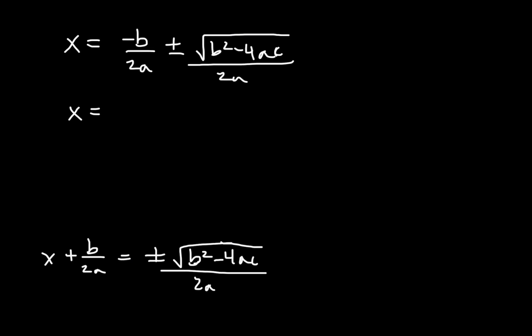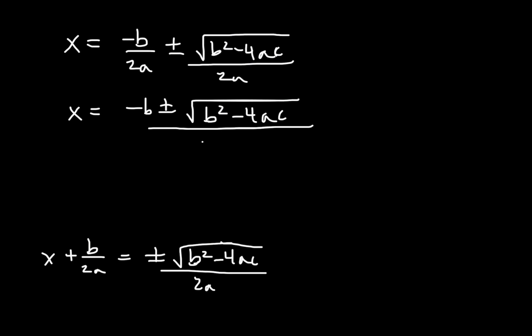Therefore, we have x equals negative b plus or minus the square root of b squared minus 4ac over 2a. And that's how you derive the quadratic formula. Your first step is to complete the square and then isolate for x.